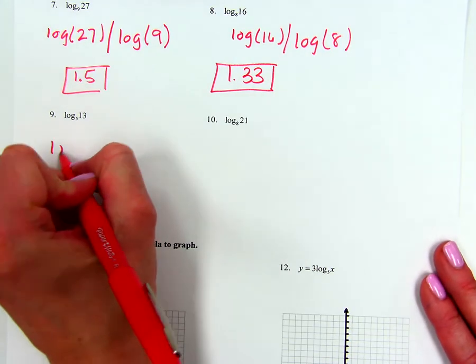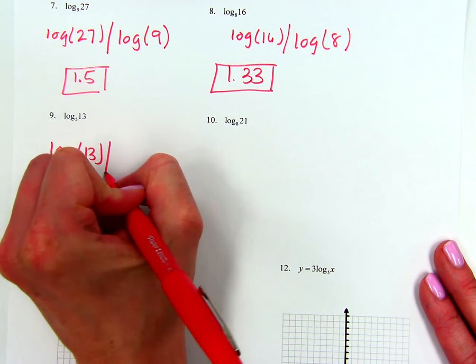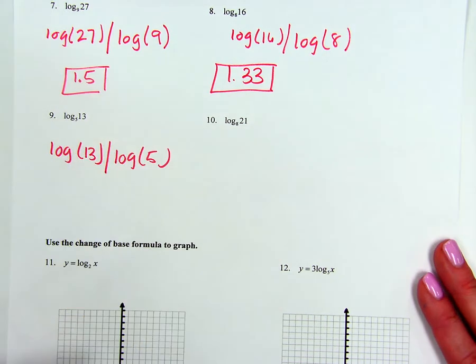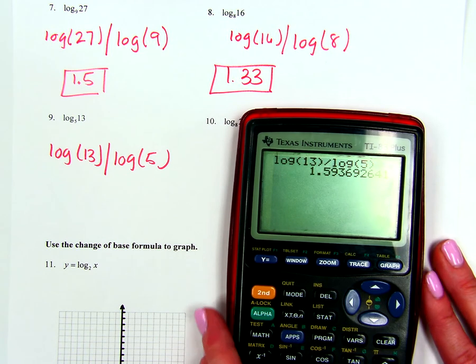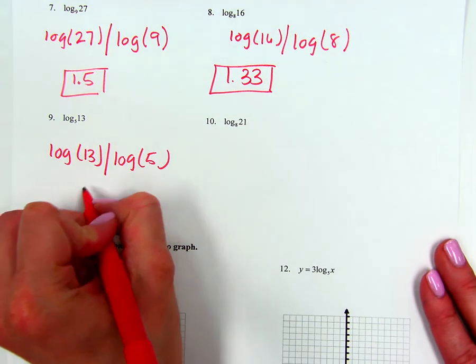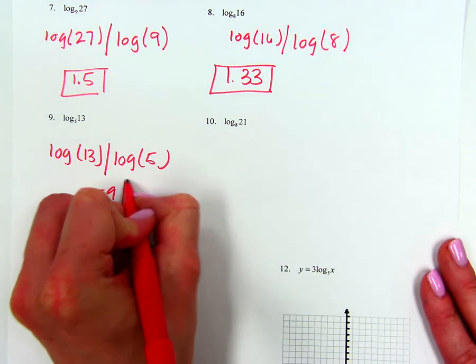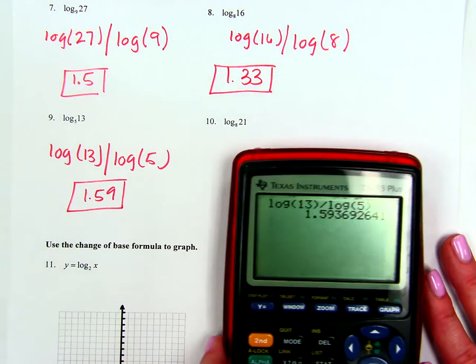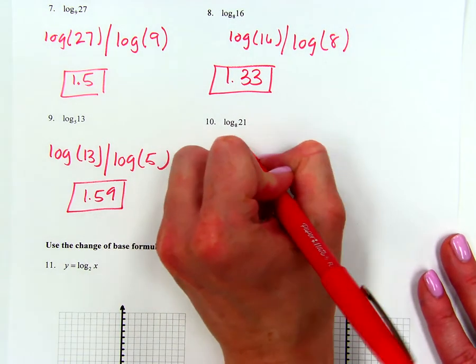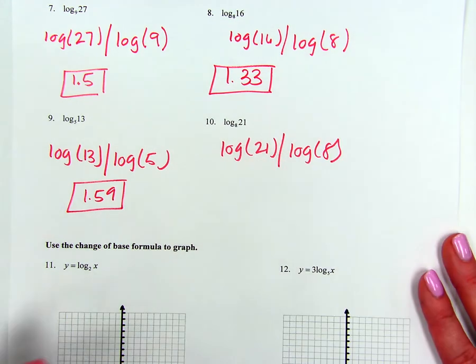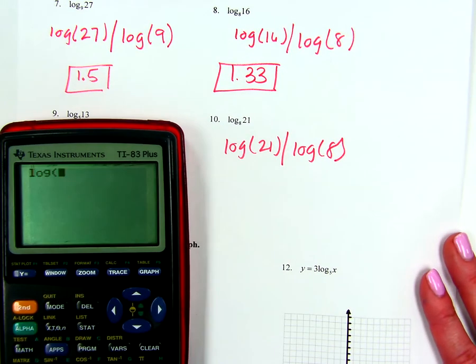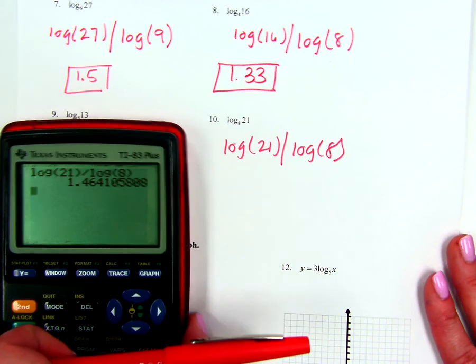Same thing on 9. We'll do the log of 13 divided by the log of 5. And let's put that one into the calculator. And we end up with 1.59. And last one is 10. So we'll write that out first. Log 21 divided by log of 8. And we'll put this one into the calculator as well. And we end up with 1.46.